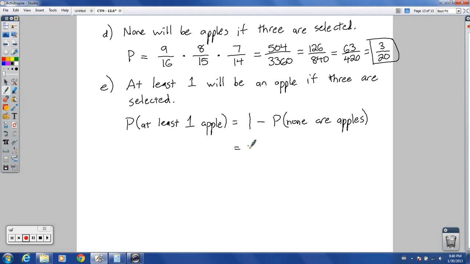So this is going to equal 1 minus, we already figured out the probability that none are apples. Beautiful, that's already up here. So minus 3 over 20. We can make this a fraction with a common denominator by writing it as 20 over 20 minus 3 over 20, and that'll do it for us. You've got the common denominator now of 20. That stays the same on the bottom. 20 minus 3 is going to be 17.